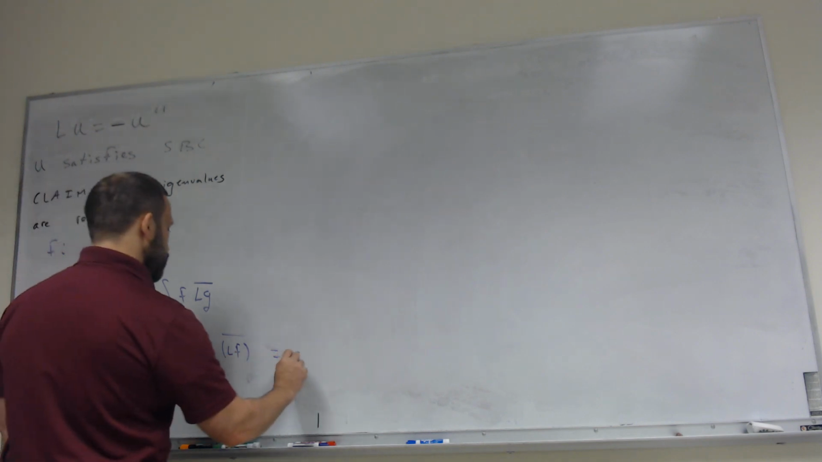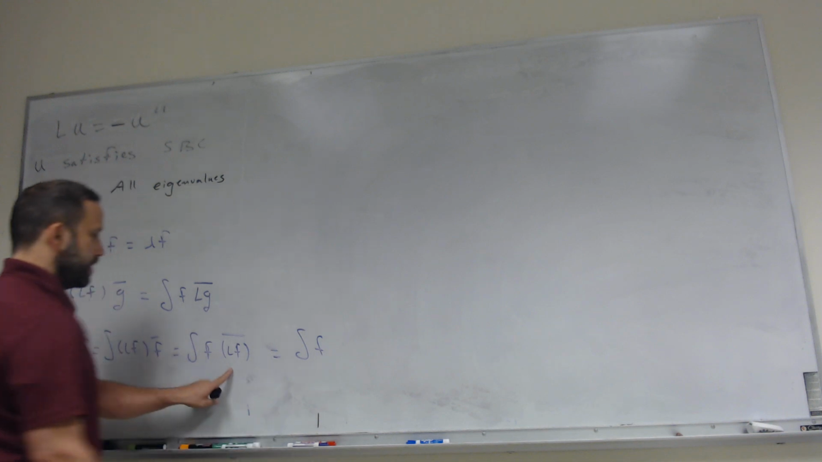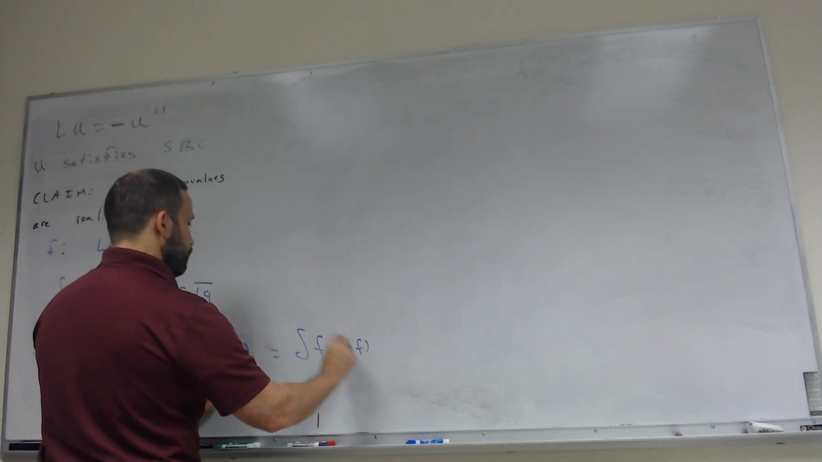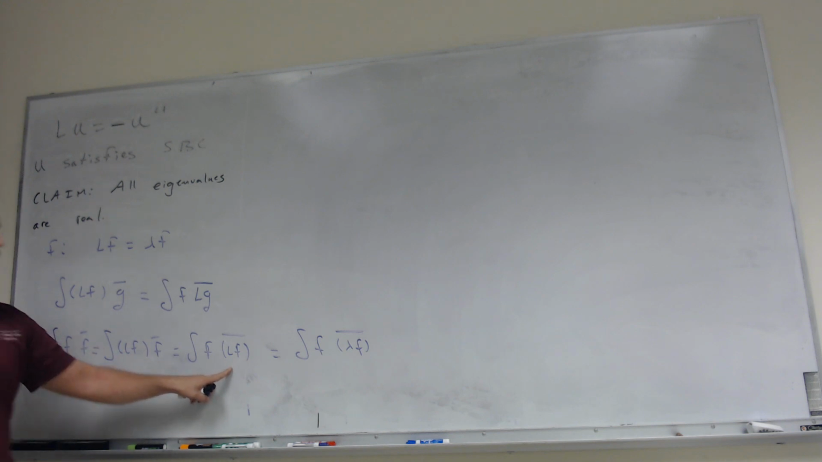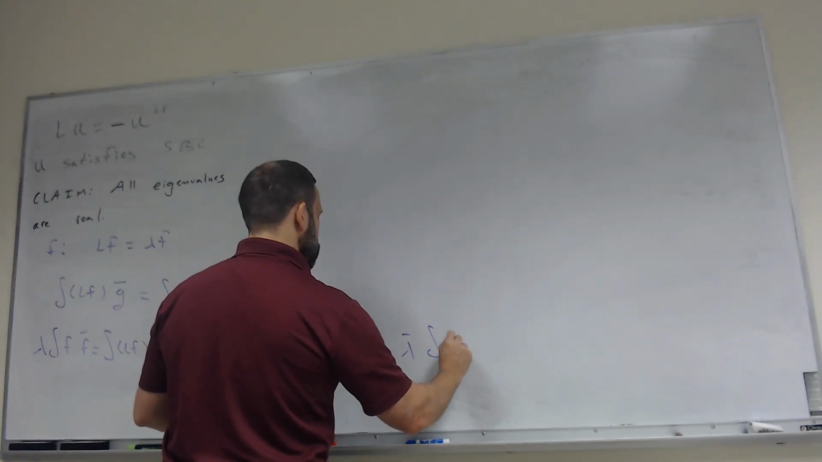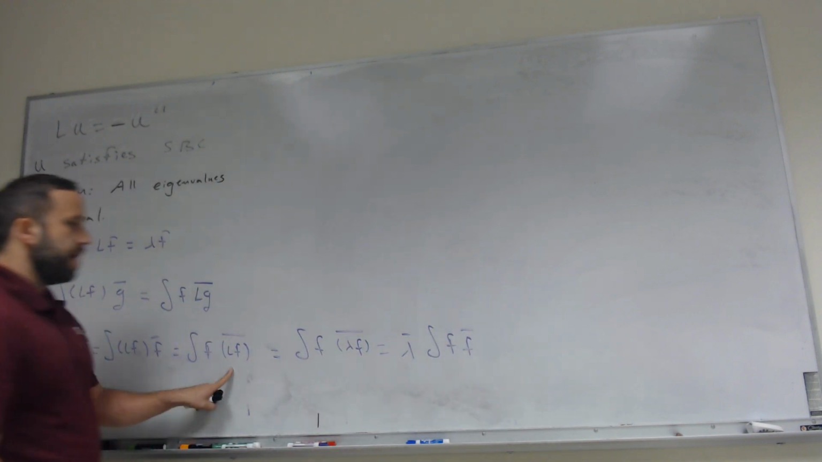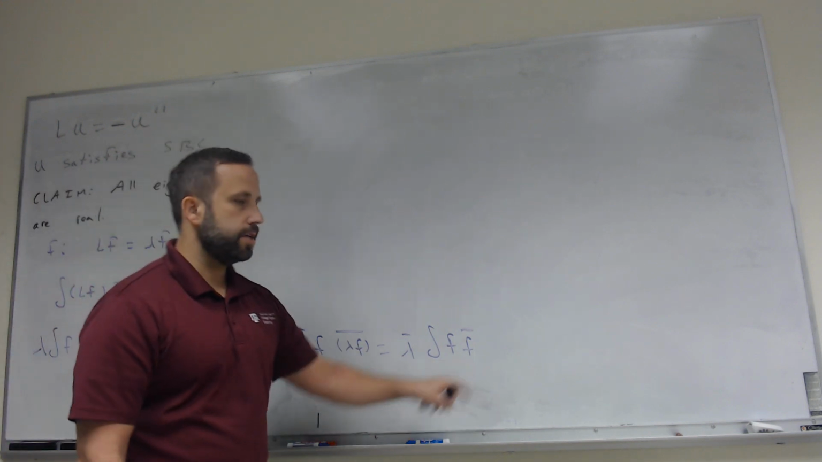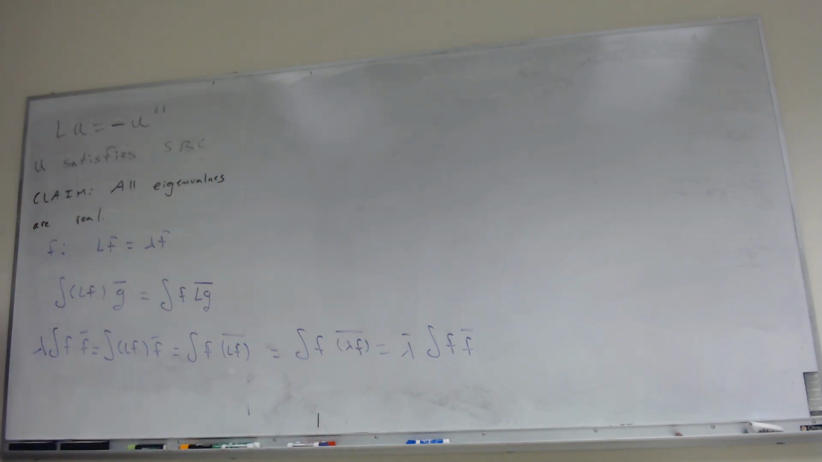But what's going to happen here? This is just going to be equal to lambda f with the bar on top. Now I can move the lambda bar out, and we have lambda bar times the integral of f f bar. Okay, now I've got lambda times the integral of f f bar, that's the modulus of f squared, equal to lambda bar times the integral of the modulus of f squared.